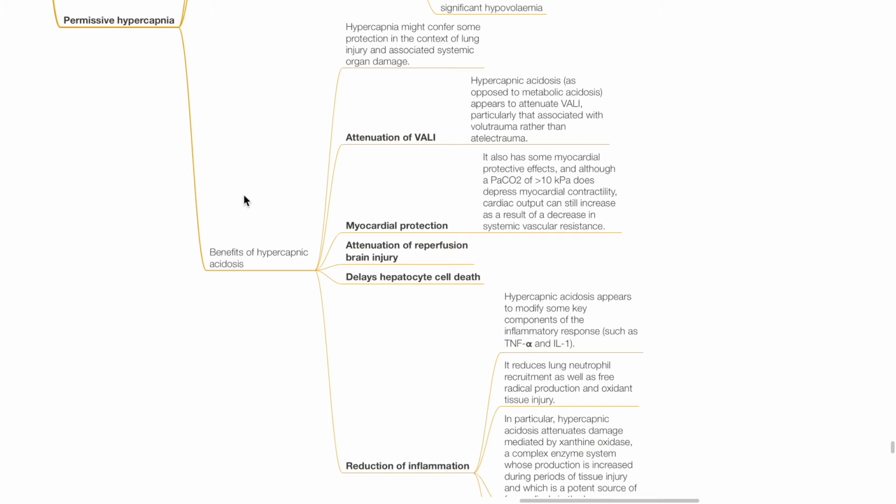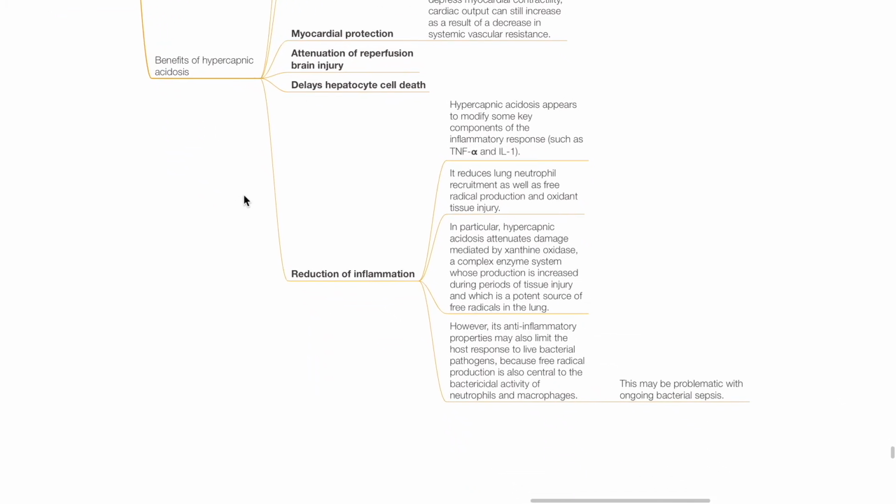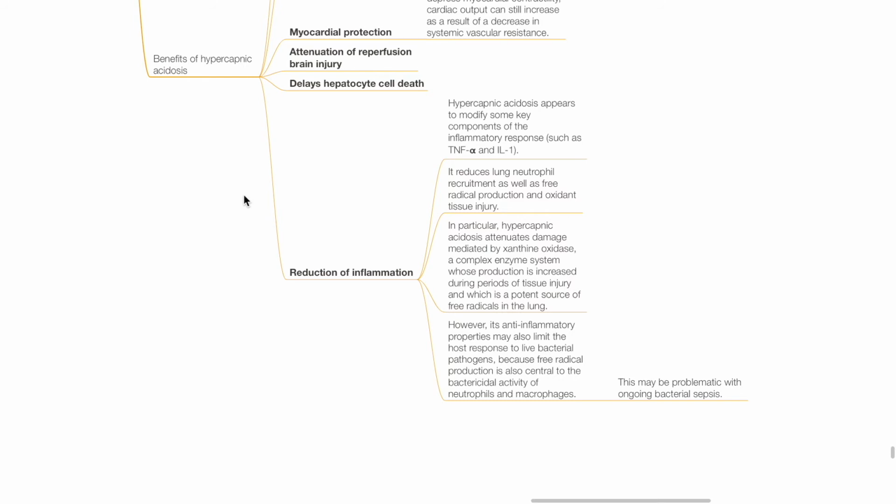Hypercapnia attenuates reperfusion brain injury and delays hepatocyte cell death, and also reduces inflammation. Hypercapnic acidosis modifies some key components of the inflammatory response such as TNF-alpha and IL-1. It reduces lung neutrophil recruitment as well as free radical production and oxidant tissue injury. In particular, hypercapnic acidosis attenuates damage mediated by xanthine oxidase, a complex enzyme system whose production is increased during periods of tissue injury and which is a potent source of free radicals in the lung.